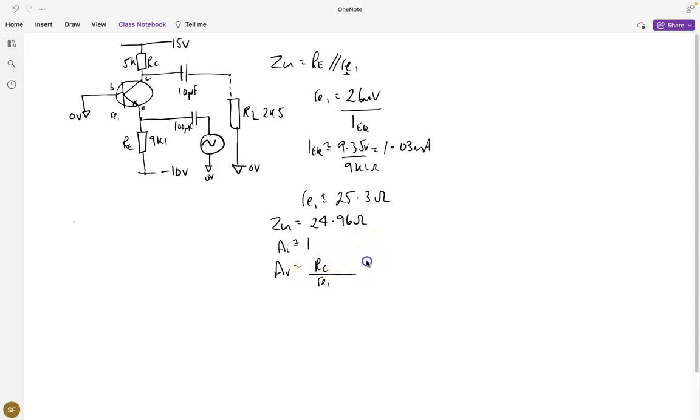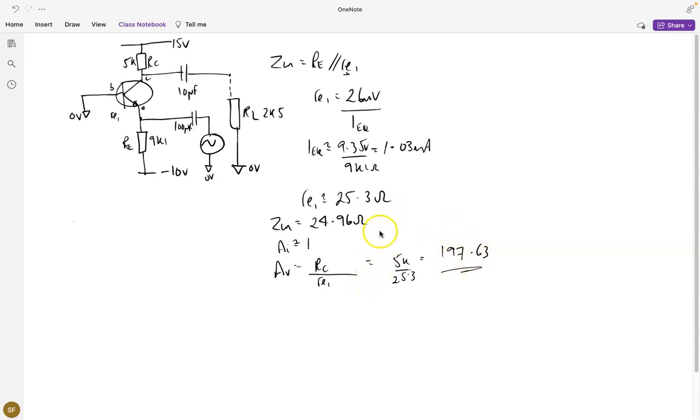And if we tap in those values, then we'll see we'll get 5k divided by 25.3 and 197.63. Yeah, quite a lot of voltage gain. Very low input impedance, high voltage gain.